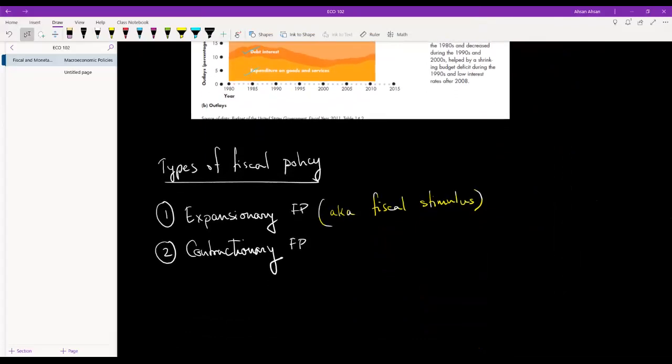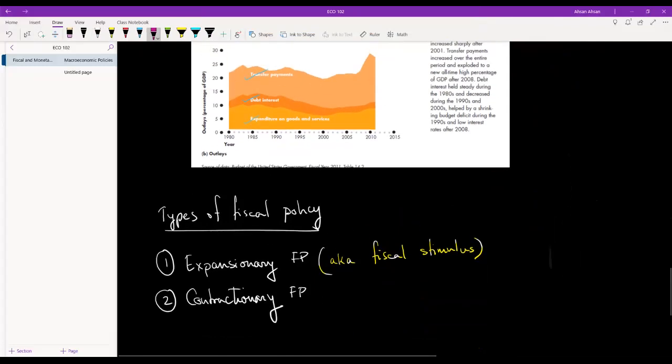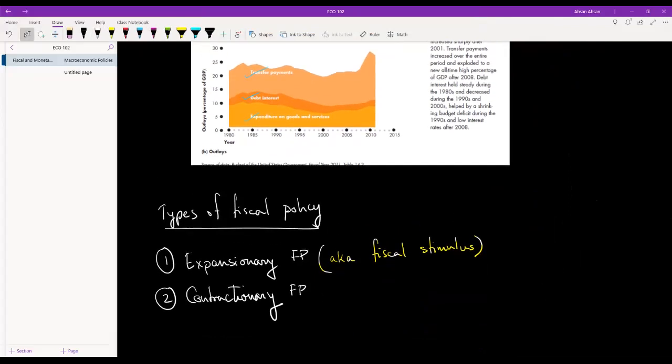Now, effectively, there are two types of fiscal policy. One is an expansionary fiscal policy, and the other is contractionary fiscal policy. Expansionary fiscal policy is when the government lowers taxation and increases spending, government spending. This is also known as a fiscal stimulus.